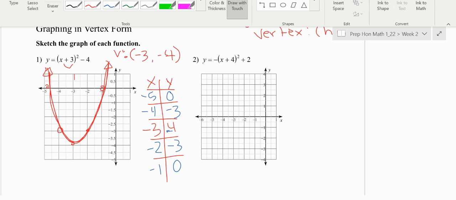If they asked for the axis of symmetry, that's that vertical line through the center. That would be x equals negative 3 for the axis of symmetry. But we didn't have to use our formula at all for this one. We're just going to use our vertex form.